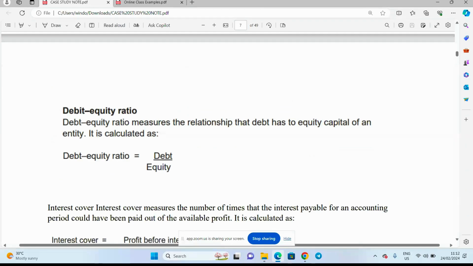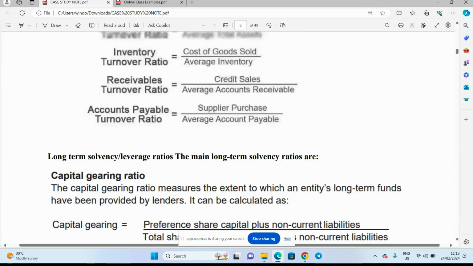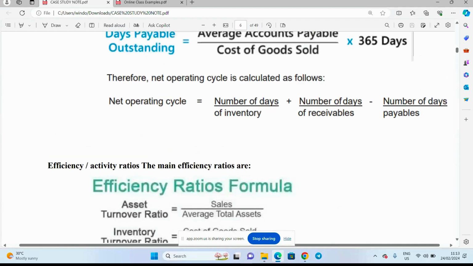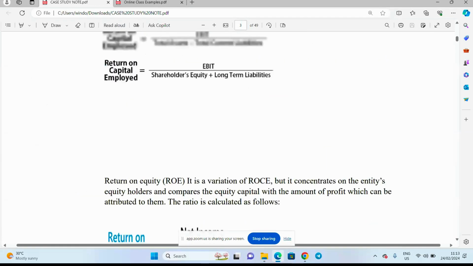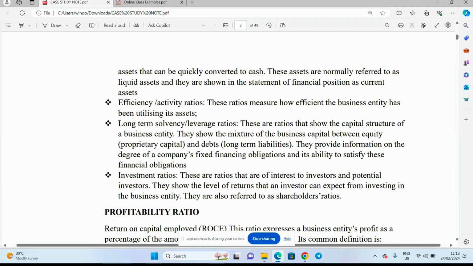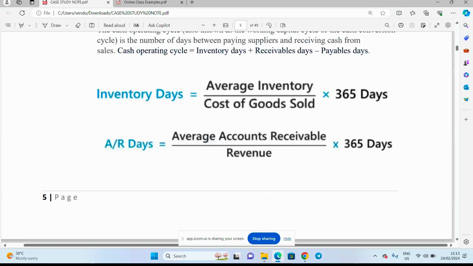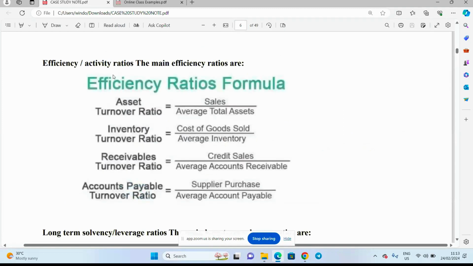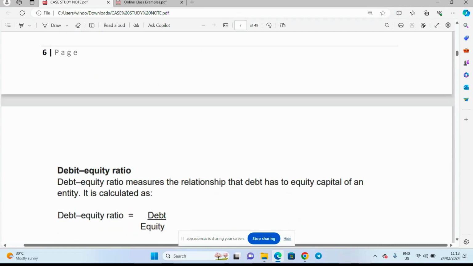Okay. So is capital gearing under efficiency ratio? It's not, that is long-term solvency ratio. Efficiency is the same thing as activity. So under efficiency slash activity ratio, we have the ones we treated. Capital gearing is not there, it is under long-term solvency slash leverage ratio. All these ones are under long-term solvency slash leverage ratio: capital gearing, and then debt equity ratio.